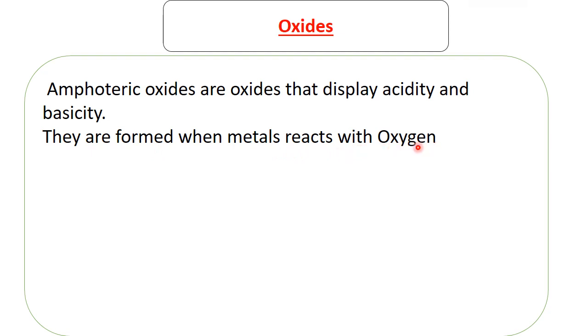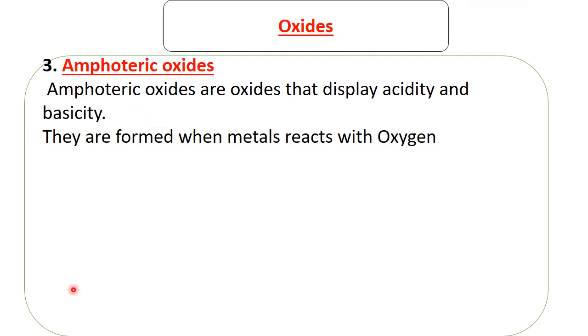What else is formed when metals react with oxygen? It's a basic oxide. Yes, basic oxides. So there are special types of metals that form these amphoteric oxides. Usually it's the transition metals and the semi-metals, the metalloids. Most of them form amphoteric oxides.